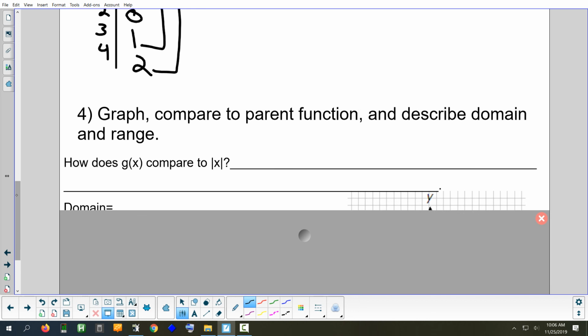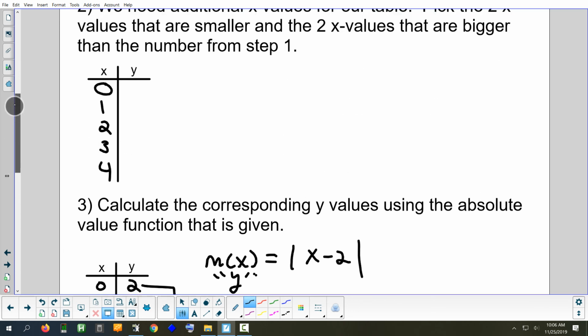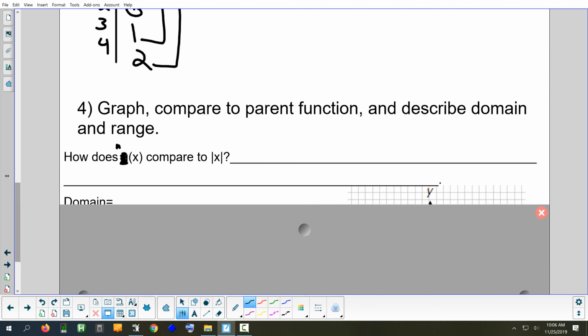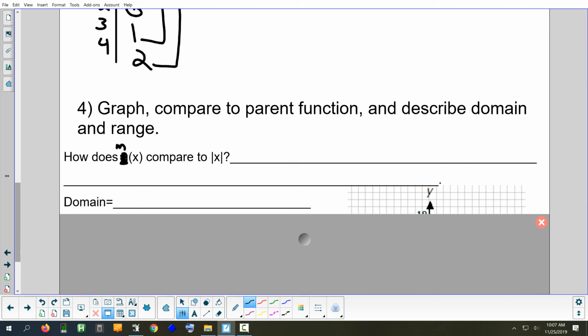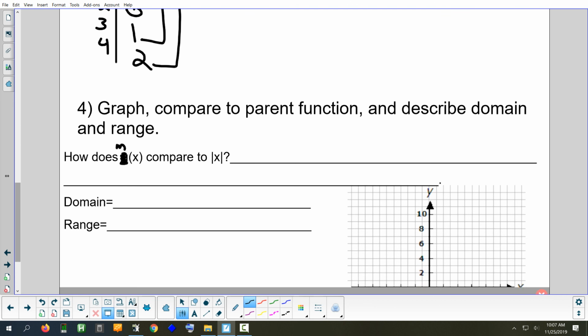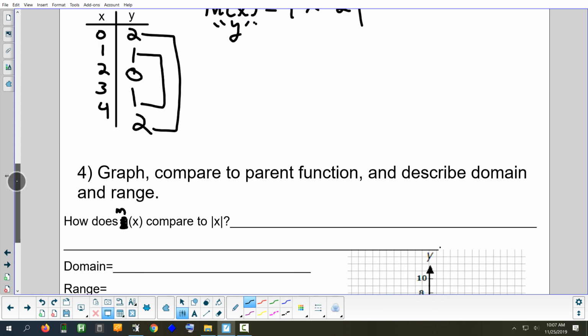So, let's see, I might have to change the word. So this should be an M. How does the graph you just did compare to the original? All right. So we're going to have to look at what that number did to it. Might be easier if we draw the V shape first. Okay, I think to answer all these questions, I'm going to draw the V shape first.